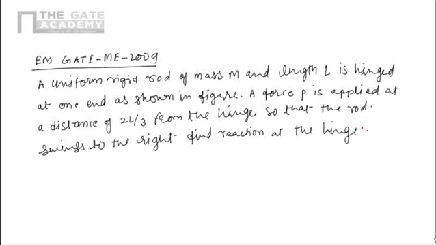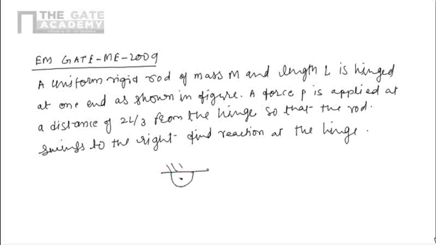So it is a GATE problem which is asked in GATE ME 2009. Problem: a uniform rigid rod of mass M and length L is hinged at one end and a force P is applied at a distance of 2L/3 from the hinge so that the rod swings to the right. Now we have to find out the reaction at the hinge. Now I am drawing the diagram here.